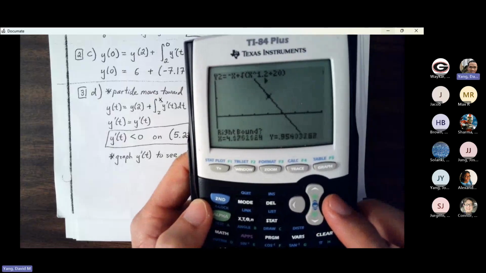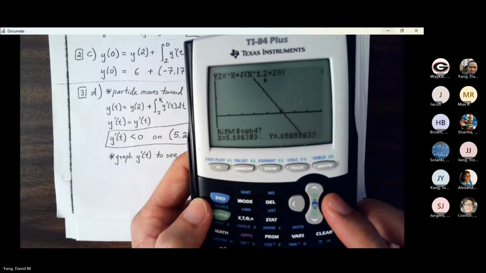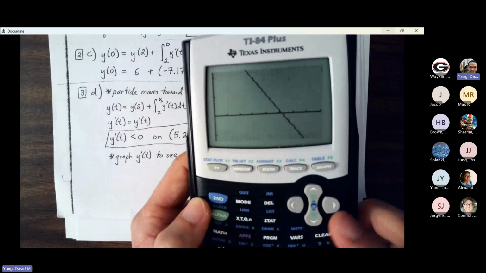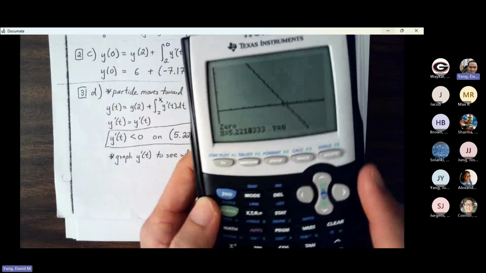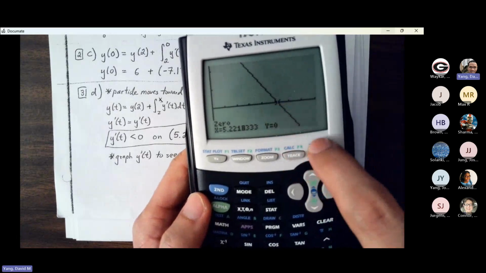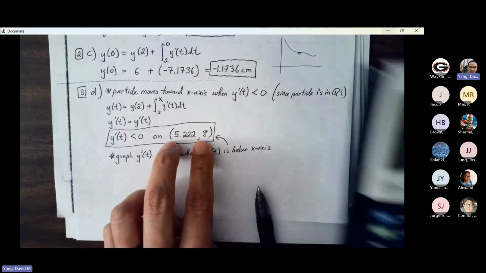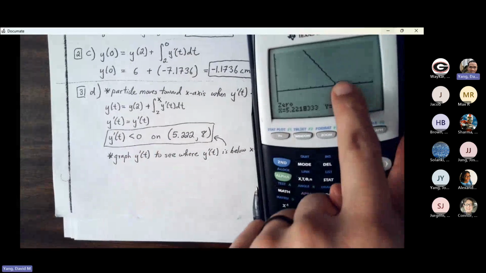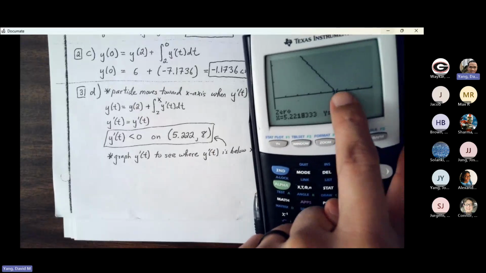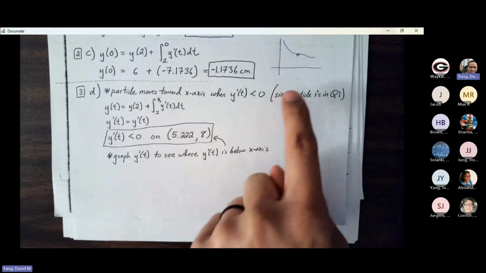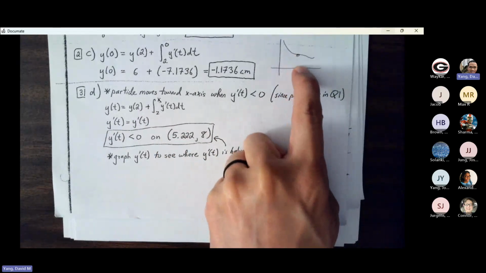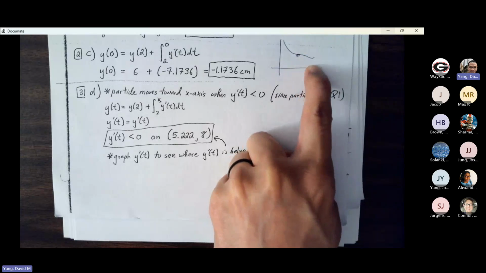pick a point to the left, pick a point to the right. 5.222. So from 5.222 to 8, it's all clearly sitting below the x-axis. So all this is where y prime is negative, and whenever y prime is negative, that is when the particle is going to be inching towards and getting closer towards the x-axis.